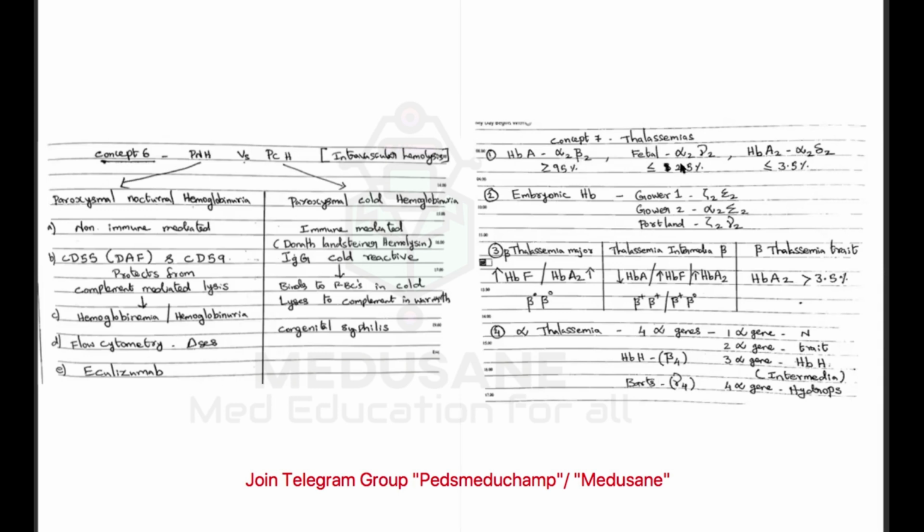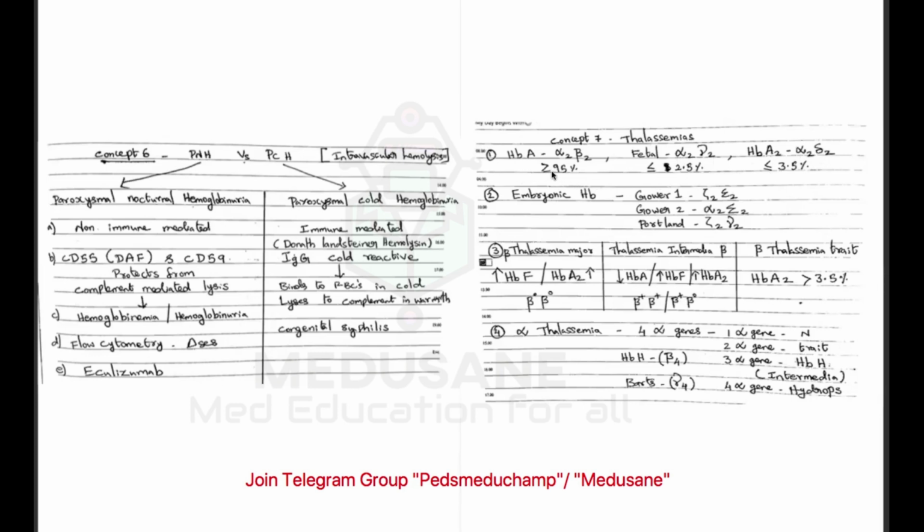Fetal hemoglobin is alpha 2 and gamma 2. I think these three they will definitely ask sometime or the other. So fetal hemoglobin is going to be alpha 2 and gamma 2. And the other secondary adult hemoglobin is hemoglobin A2, which is alpha 2 and delta 2.